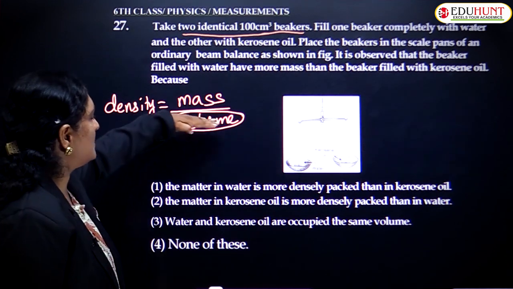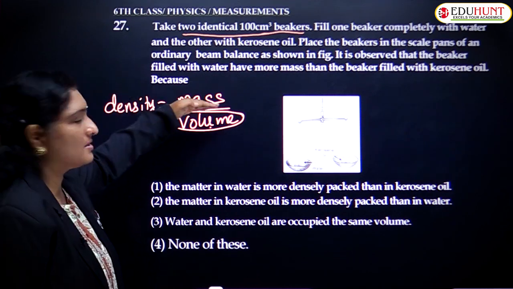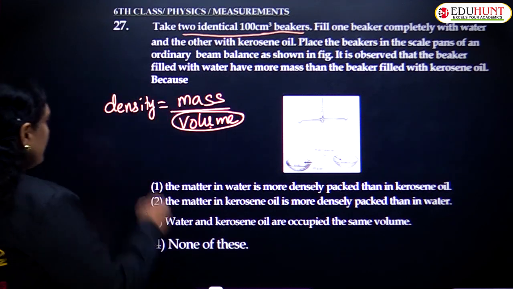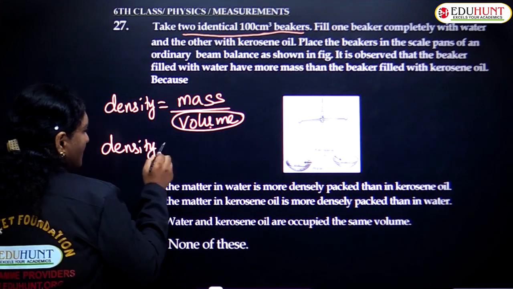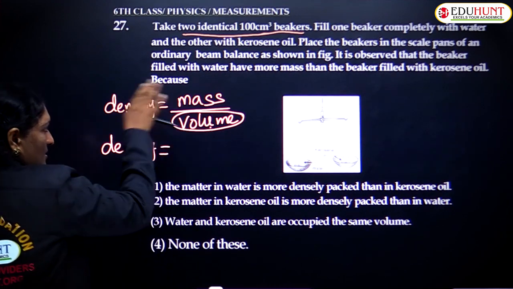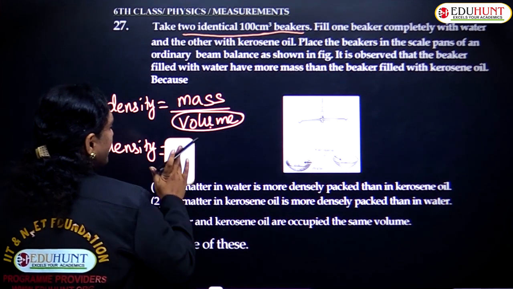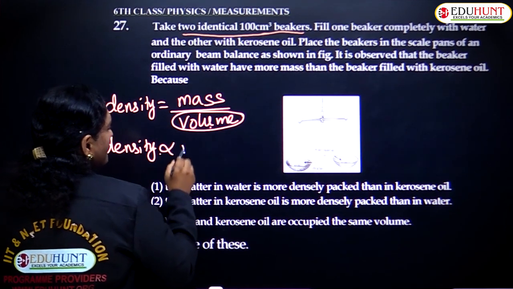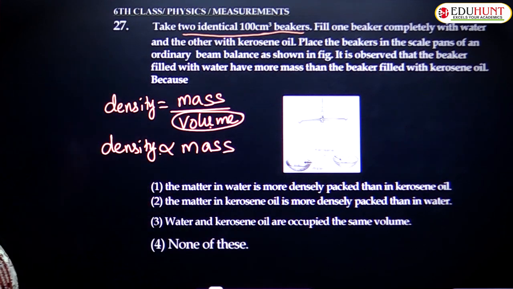Now if this is same for both, what will be changing? To change the density, mass should change, isn't it? So clearly, as volume remains constant, density depends only on mass. I repeat, density depends only on mass. So larger the mass, larger will be density. Lesser the mass, lesser will be density.